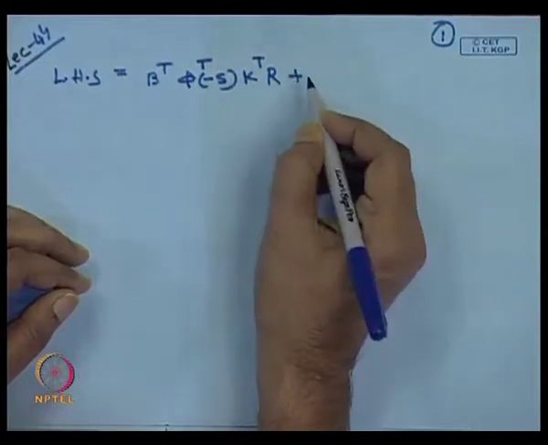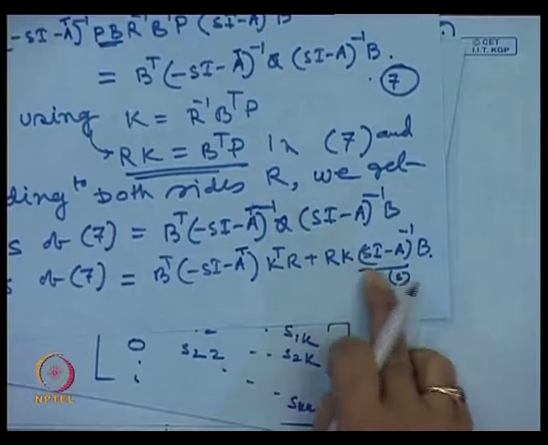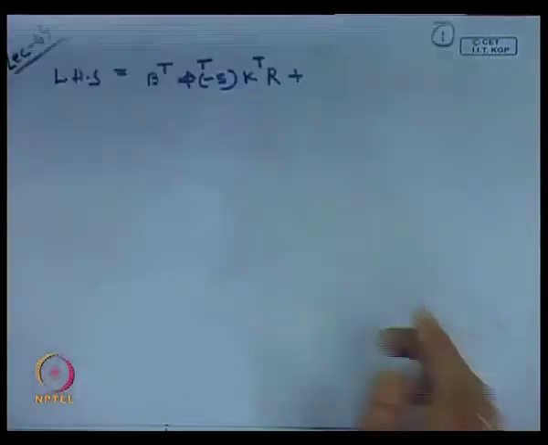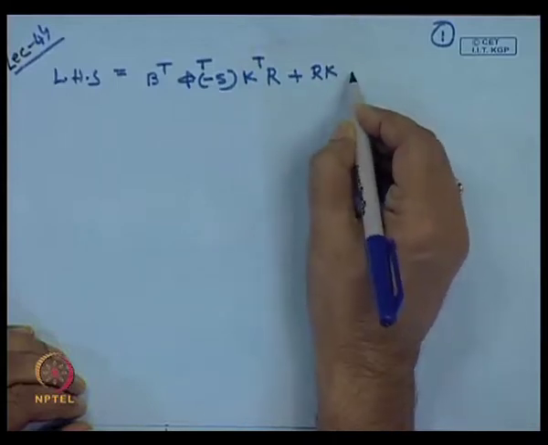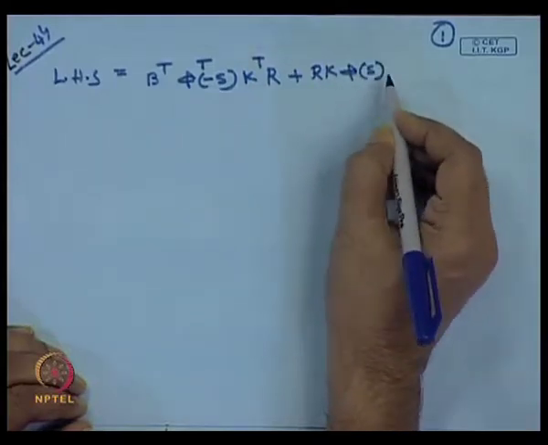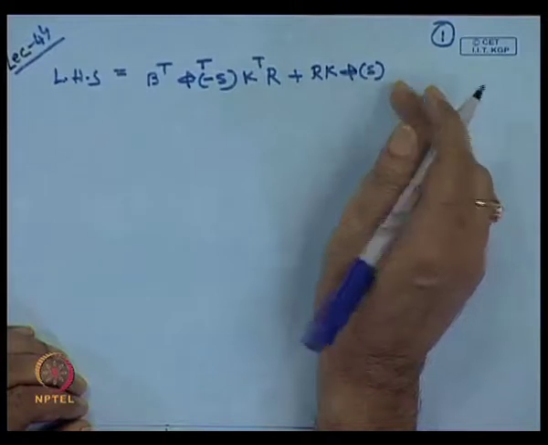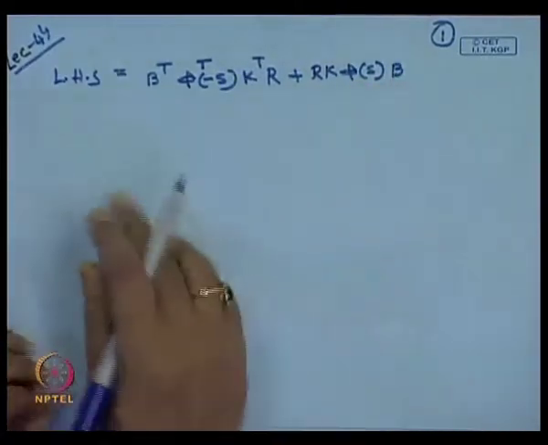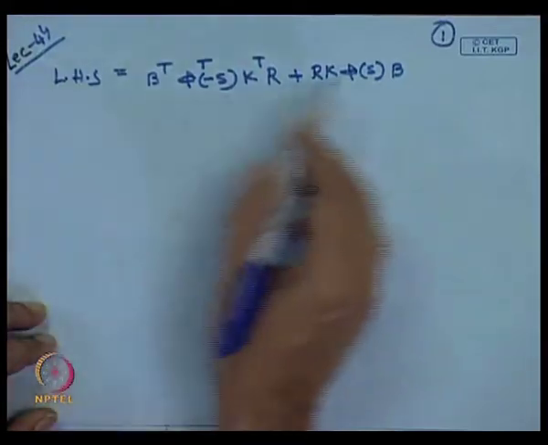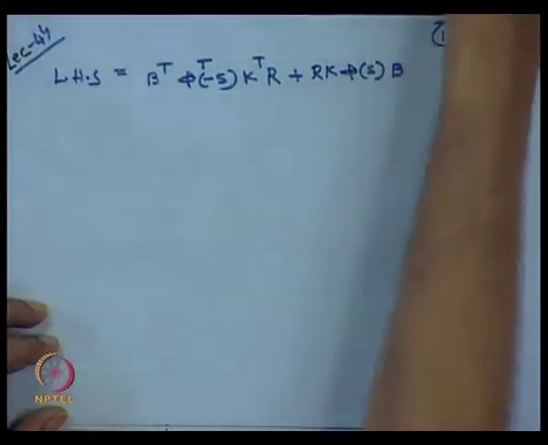The next term is R K as it is. So, this term I will replace by phi S. So, this will be R K as it is, then I am replacing this by phi S, that means S I minus A whole inverse times phi S into B. So, this quantity and this quantity is the left hand side.